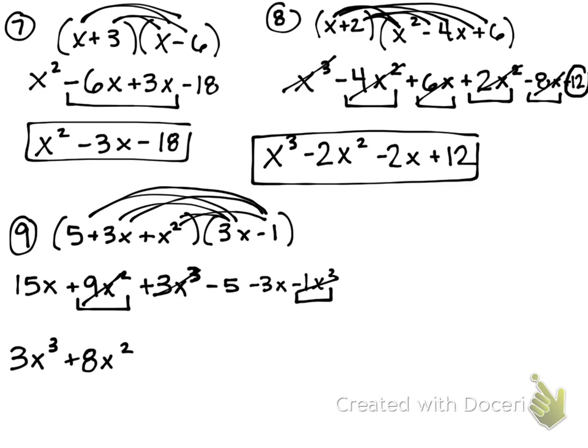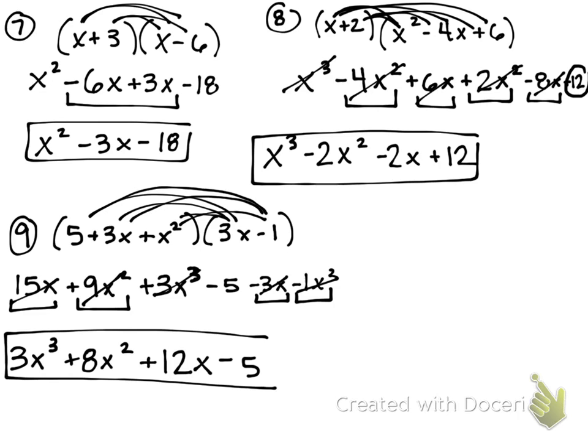Very good. Alicia, what two terms do I have next? Negative 3x and 15x. Very good. And what's 15 minus 3? 12x, very good. And then, Stephen, what comes last? Negative what? Negative 5, very good. Negative 5, okay?